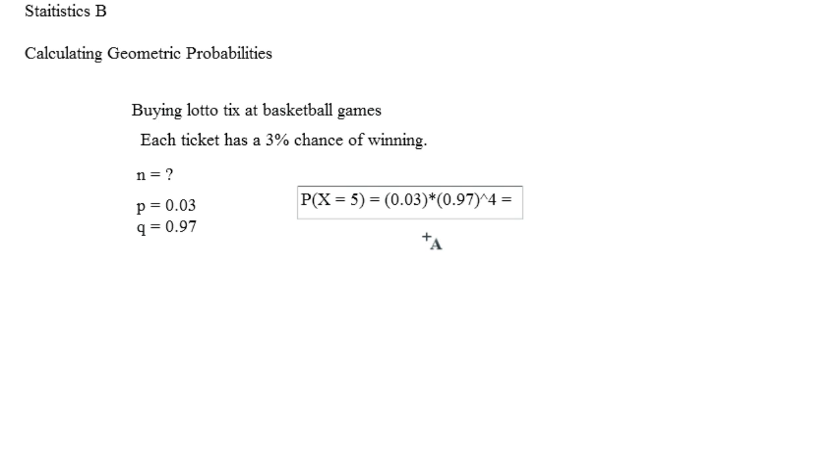When you put that into the calculator, be very careful that you are putting in the correct decimals: 0.03 times 0.97 to the 4th power. And that would be a 0.0266 chance. So in other words, he has a 2.66% chance of actually winning this lottery.